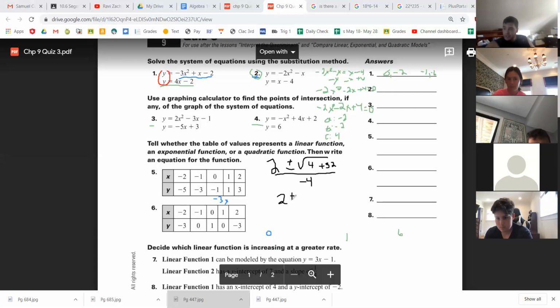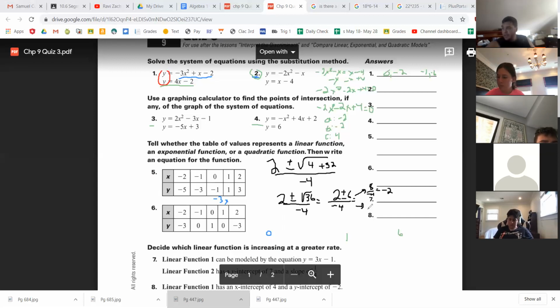2 plus or minus, this is the square root of 36 over -4. The square root of 36 is 6. So 2 plus or minus 6 over -4. 2 plus 6 is 8, over -4, which is -2. And this one is 2 minus 6, which is -4 over -4, which is positive 1. So negative 2 and positive 1 are your x's. You are not done. Because now you got to plug it back in.